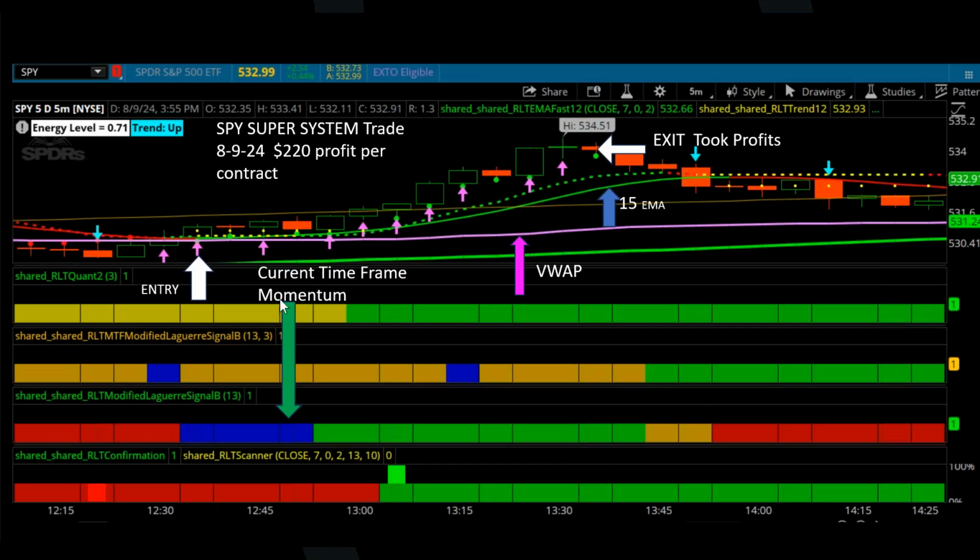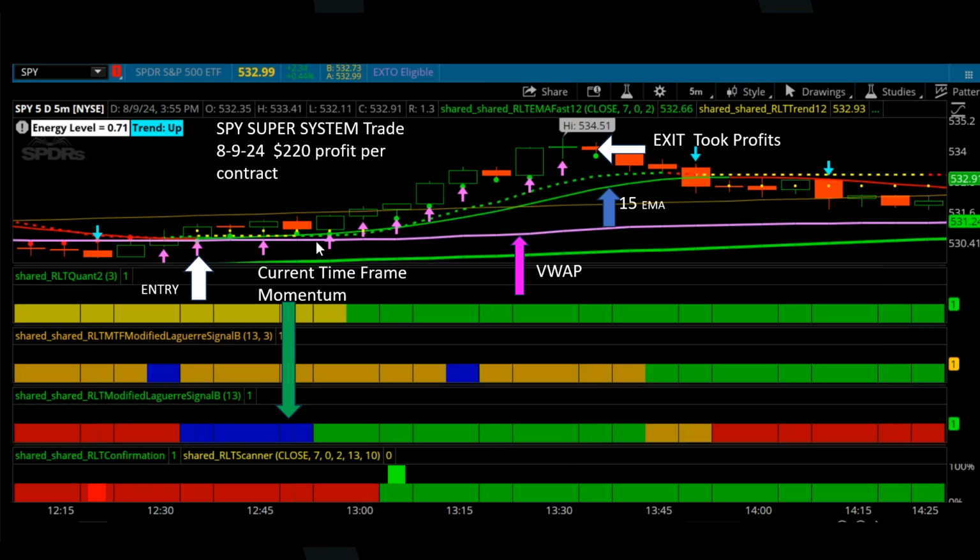Okay, so here's some SPY super system trades. Again, I'm just going to show you some more trades, and we're going to wrap this up. And again, notice the SPY super system trade 8/9/24. We get in right here. Notice that we went from red to blue. Current time frame momentum. Institutions selling, institutions buying. We buy it right here as it breaks above the VWAP and the 15, and we ride this thing up. This is a long trade.